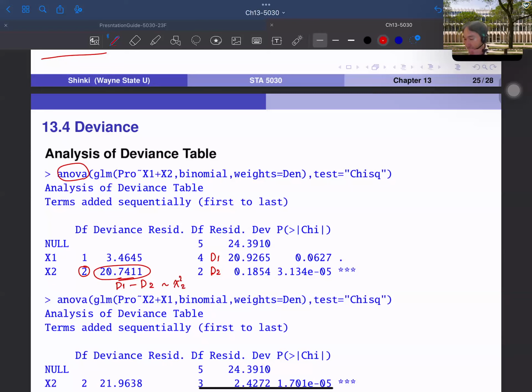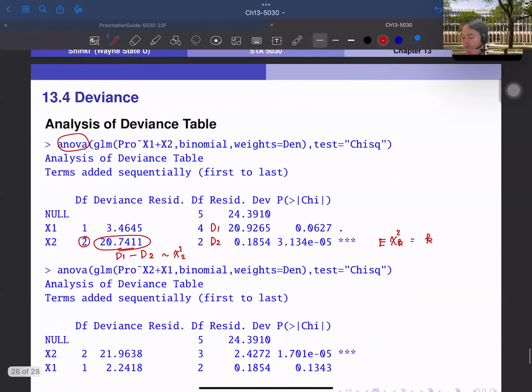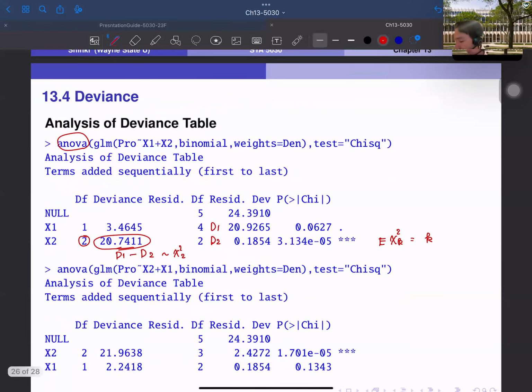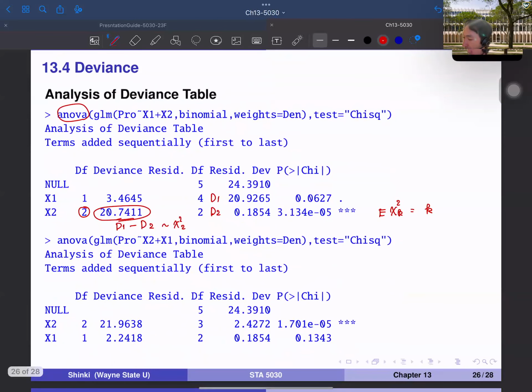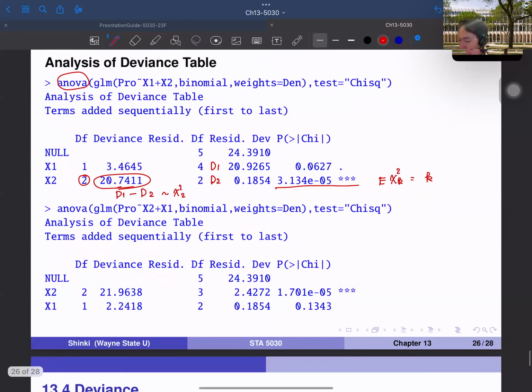And 20.7 is a pretty large value compared to the degrees of freedom. Remember that the expectation of the chi-square distribution with DF K is equal to K. So D1 minus D2 is typically around 2, but in this case it is 20.7, which is very large. So it's very significant, and the p-value is much less than 0.05.